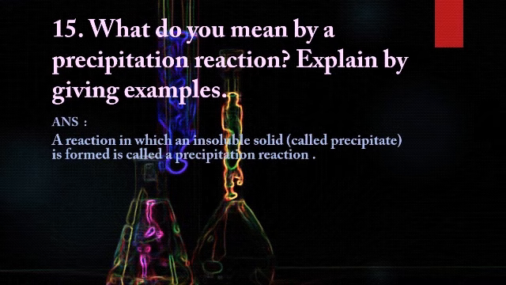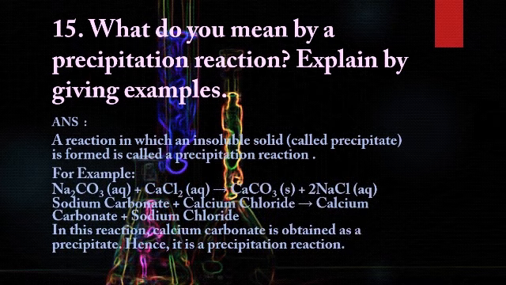When two solutions containing soluble salts are combined, a double displacement reaction takes place in which the ions are exchanged between the compounds. When one of such compounds formed is in solid form, then it settles down at the bottom of the container. This solid is known as precipitate and the respective reaction is termed as precipitation reaction. Example: sodium carbonate reacts with calcium chloride to give calcium carbonate and sodium chloride. In this reaction, calcium carbonate is obtained as precipitate. Hence, it is a precipitation reaction.